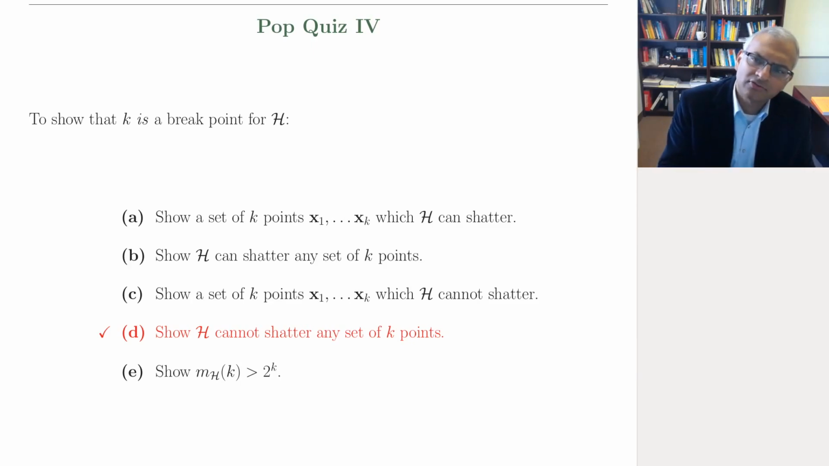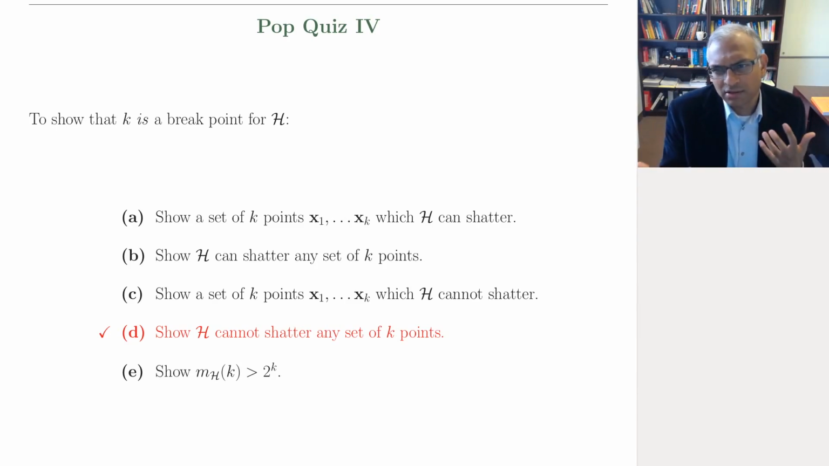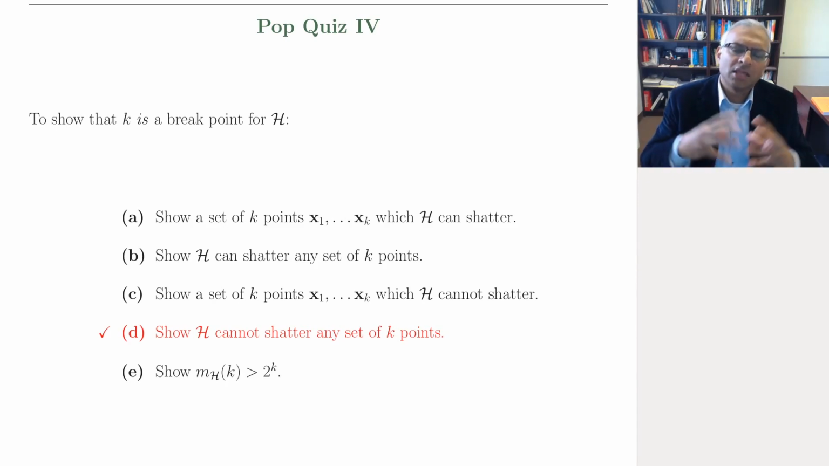If you show one set of K points, like we did with the perceptron and putting the points on a line, that's not sufficient to show that you've broken H, because you've just chosen a very peculiar set of K points. You have to show that you cannot shatter any set of K points for K to be a breakpoint.